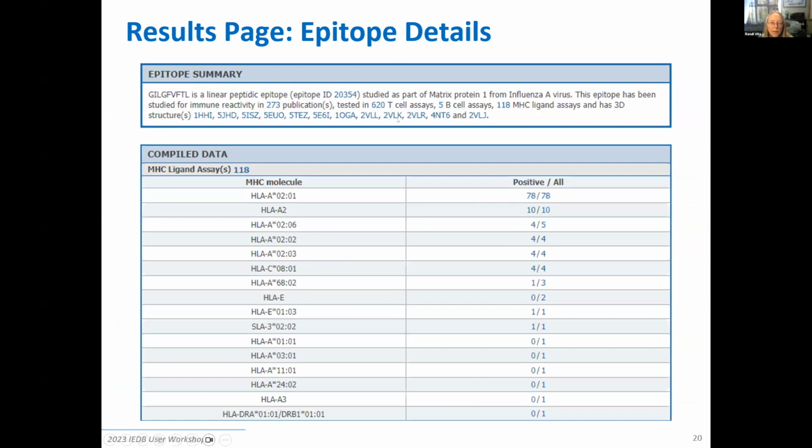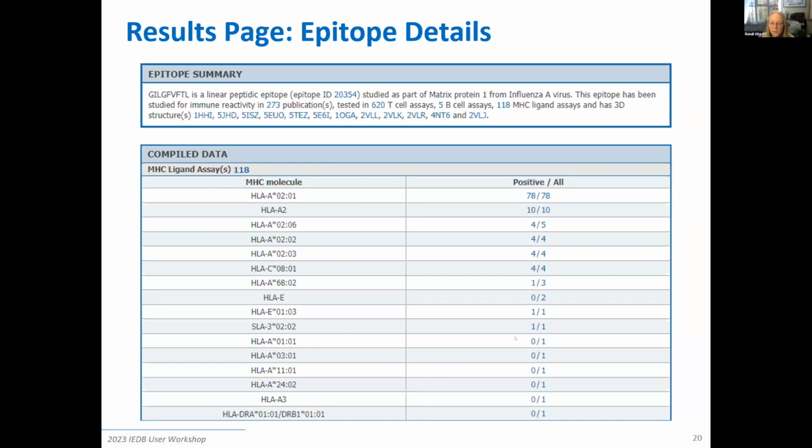The top will have a textual summary giving you an overview of the type of information we have. And then there'll be these detailed assay tables. So if there's MHC ligand assays, they'll show up here, and you can see quickly an overview about the epitope. For example, this epitope has 78 positive out of 78 tested A0201 experiments, so you can conclude it is probably a really good binder for A0201.